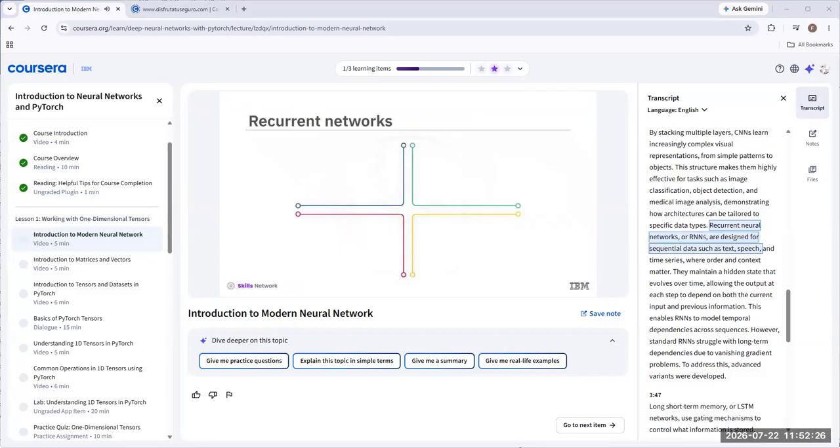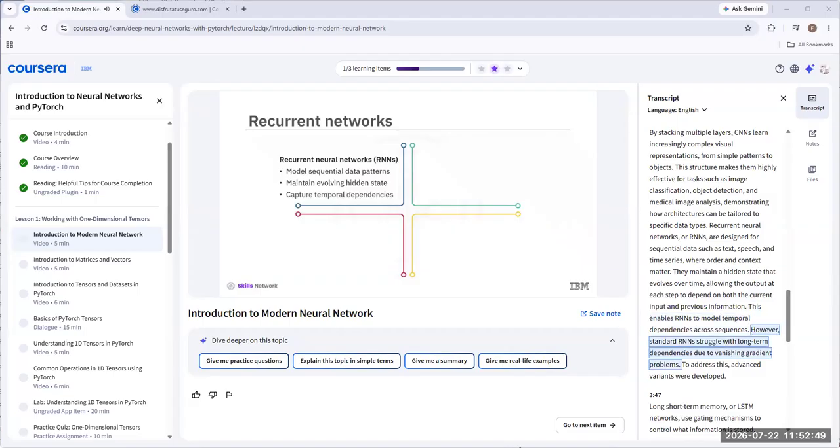Recurrent neural networks, or RNNs, are designed for sequential data such as text, speech, and time series, where order and context matter. They maintain a hidden state that evolves over time, allowing the output at each step to depend on both the current input and previous information. This enables RNNs to model temporal dependencies across sequences.